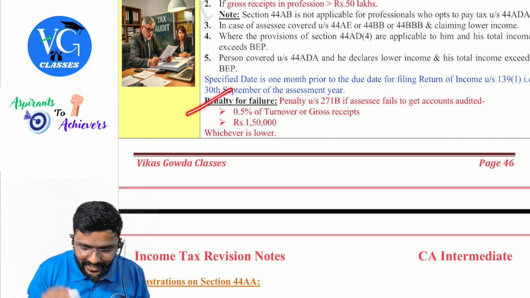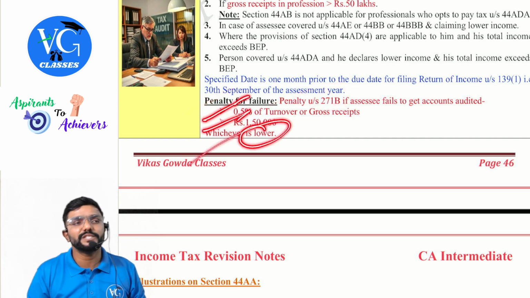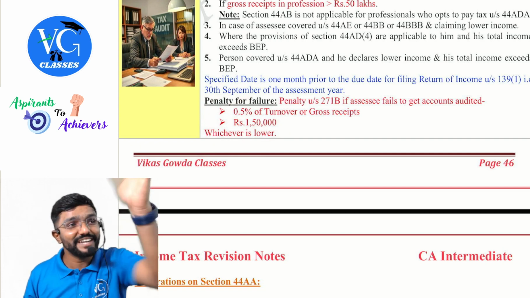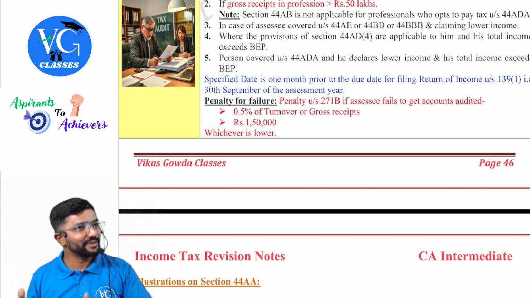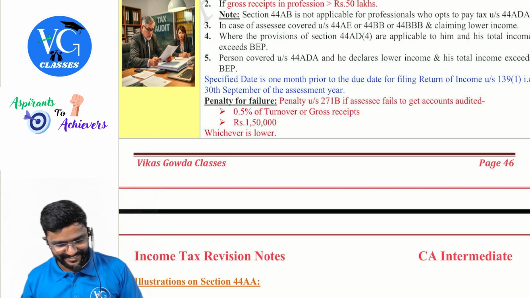So in that case, penalty under 271B, 5% of the turnover or 1,50,000, whichever is lower. Be ready for this also. If you feel paying a chartered accountant is costly, be ready to pay the penalty. And later, should you appoint a chartered accountant? Definitely, along with the penalty. Penalty you will pay to the government, fees you pay to the chartered accountant.